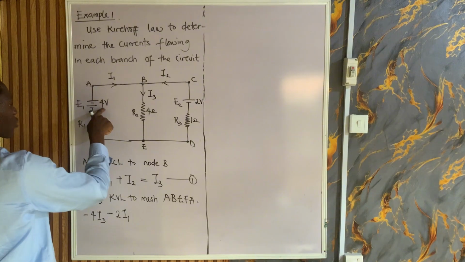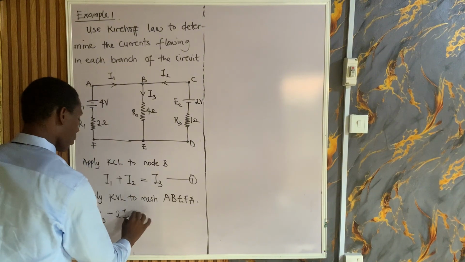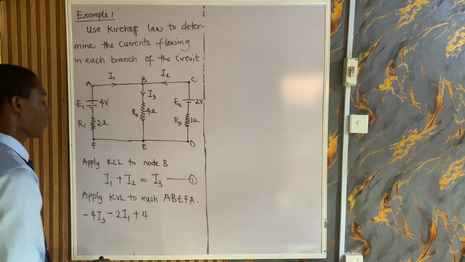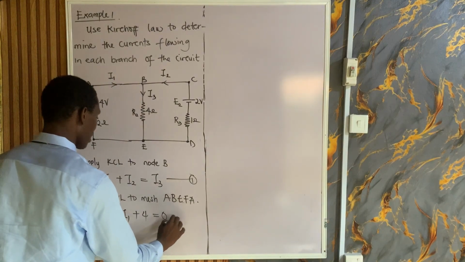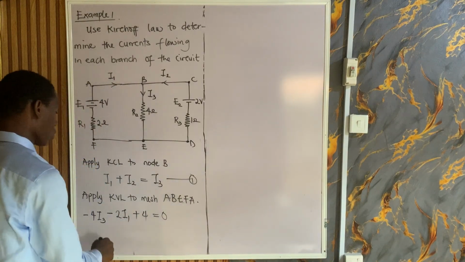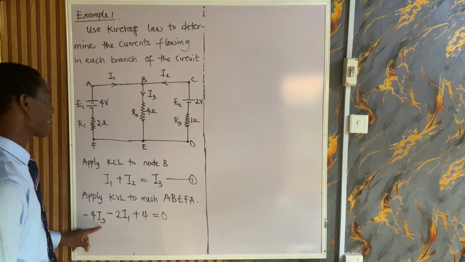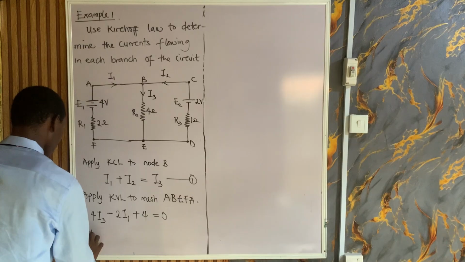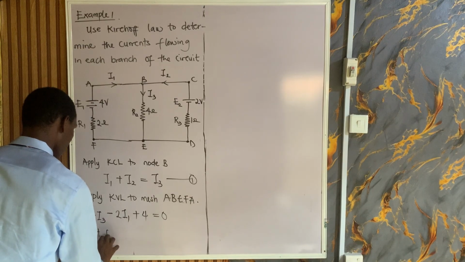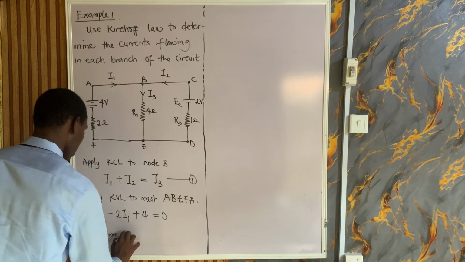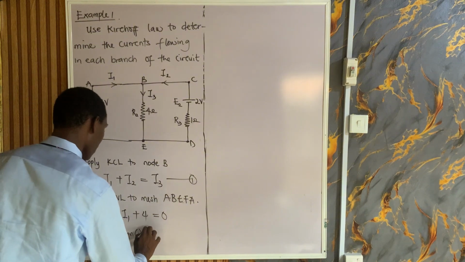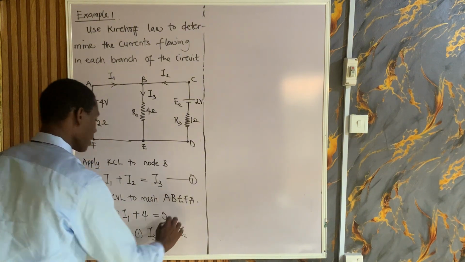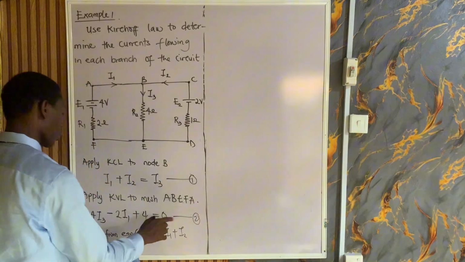Then for this battery here, it is going to be plus 4. Why? I'm going to see the positive longer arm lastly. That's why it's plus 4. So it is equal to 0. This should have been my equation 2. But we go ahead. Remember, there's I3 here. But I3 in equation 1 says it is I1 plus I2. So from equation 1, we have it that I3 is equal to I1 plus I2. So I'm going to substitute. This is my equation 2. So we substitute into equation 2 now.